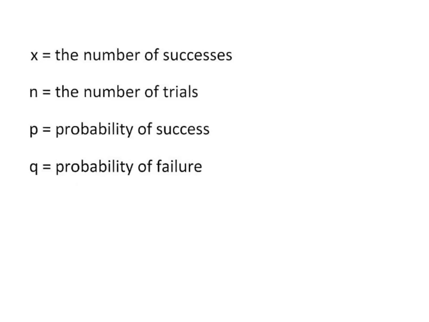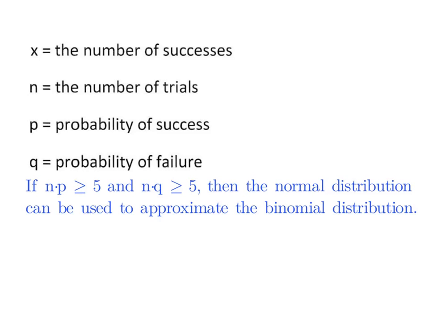But really I want to talk about the conditions that have to exist in order to use the normal distribution to approximate the binomial distribution. And here are the conditions. This is important because you're going to have to demonstrate this before you can actually go on and do the problem and verify that this is the case. If NP is greater than or equal to 5 and NQ is greater than or equal to 5, then you can use the normal distribution to approximate. So you're going to have to show that both of these are true, that they're both greater than or equal to 5.